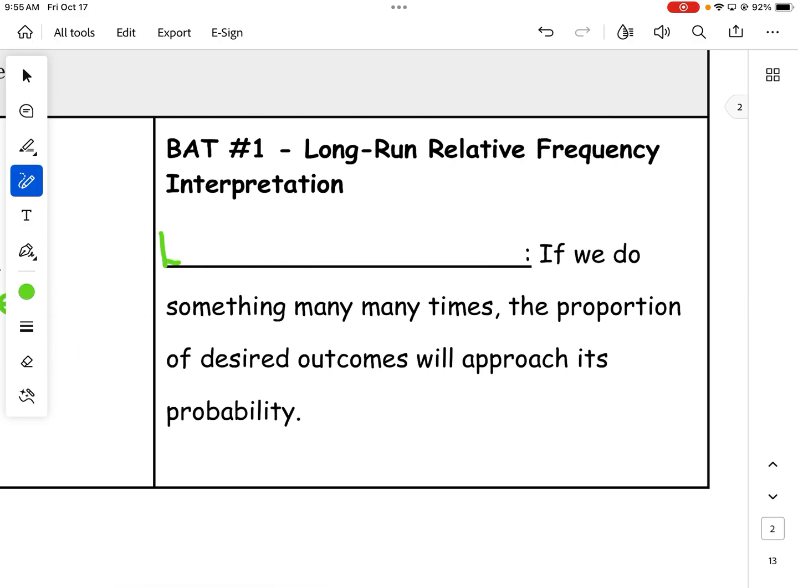And then the law of large numbers was the law we talked about yesterday. If we do something many, many times, the proportion of desired outcomes will approach its probability. So sometimes you need thousands of simulations. So that's why computer-generated simulations help us with that. Instead of going and doing the trial many, many times, you would do simulations to represent those.